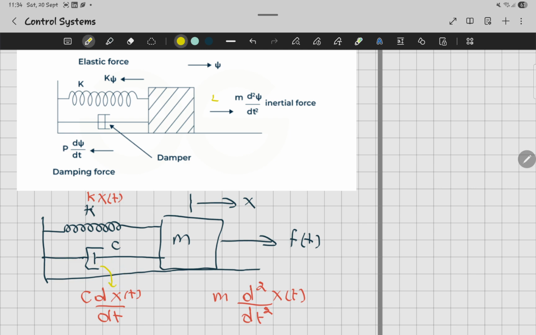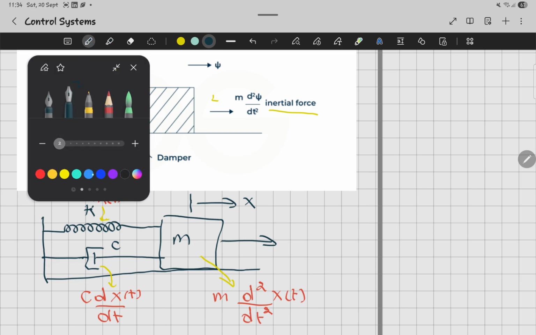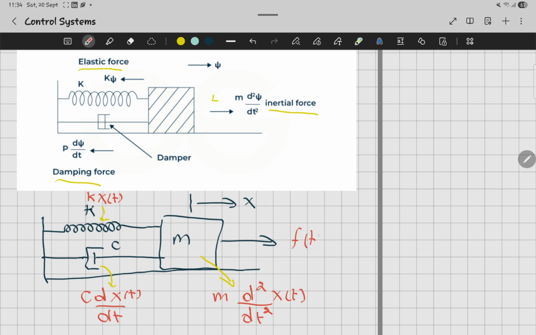So this is the way that you're going to represent this component, that component, and this other component. First you have your elastic, your damping force, and then you got your inertial force. For the moment we don't have f(t), let me just keep it like this, but we normally have f(t) when you're going to solve for this side. So we should have f(t) here.